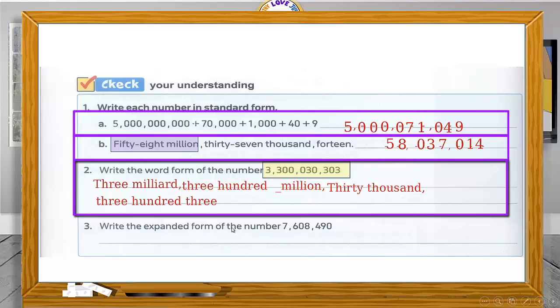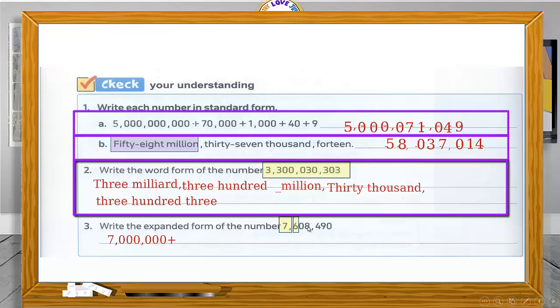Write the expanded form of the number 7,608,490. To write any number in expanded form, I said write the digit and all digits after this digit as zeros. 7 and 6 zeros. This is the highest place. Write 7 with 6 zeros plus 6 with 5 zeros plus what? In expanded form zeros are not needed. Nothing. We don't write anything.